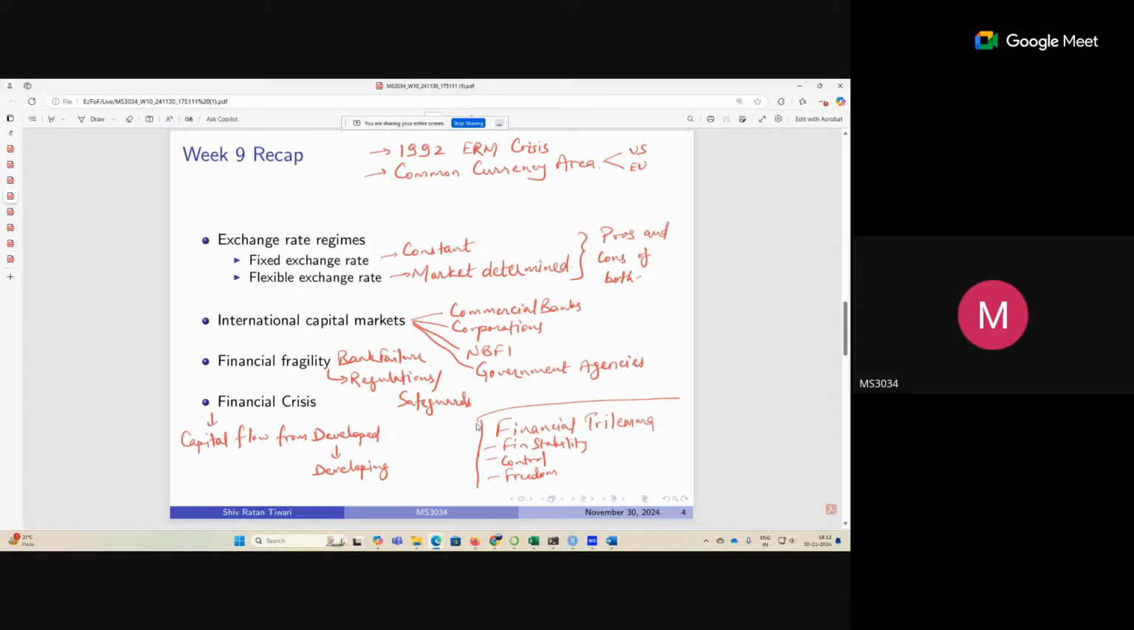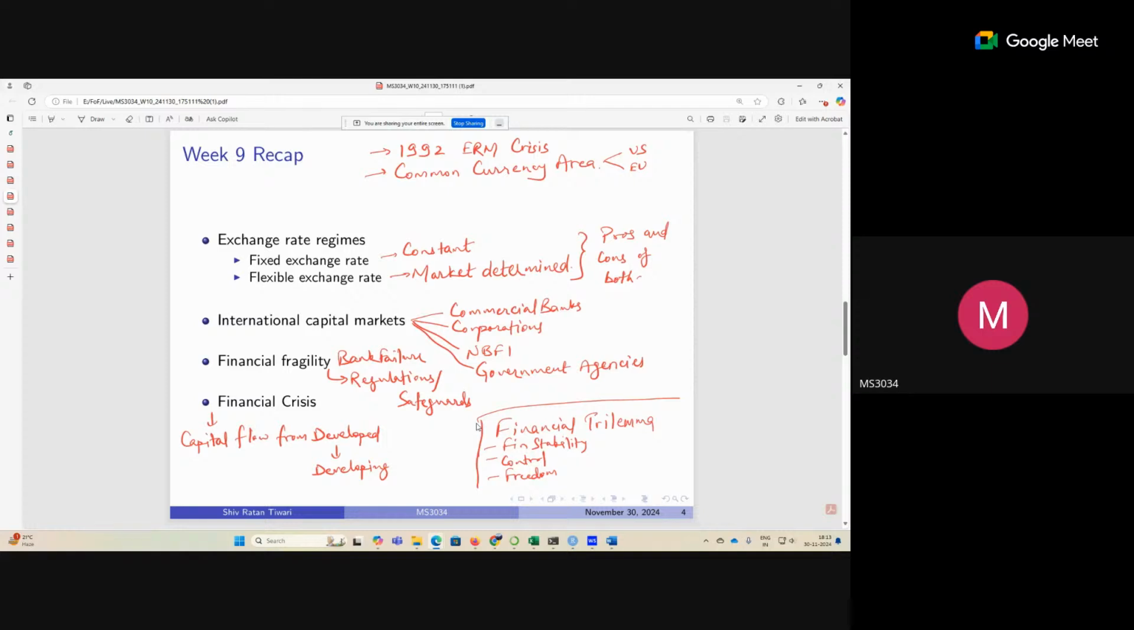Okay. Next, in the lectures, we discussed what the different exchange rate regimes are. Two prominent exchange rate regimes are there. One is the fixed exchange rate regime, where the exchange rate is fixed to a constant against a nation. For example, there are many nations that have a fixed exchange rate against the US dollar. And another is the flexible exchange rate. This exchange rate is market determined, depending on demand and supply of a particular currency. So in India we use this flexible exchange rate.